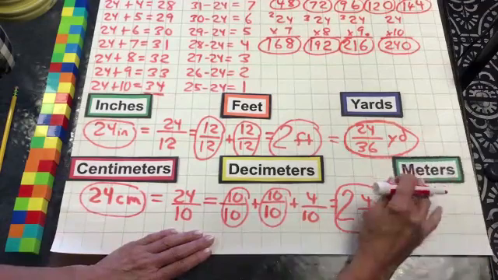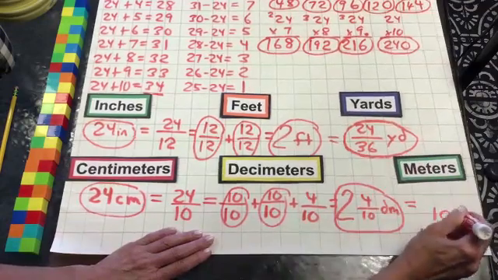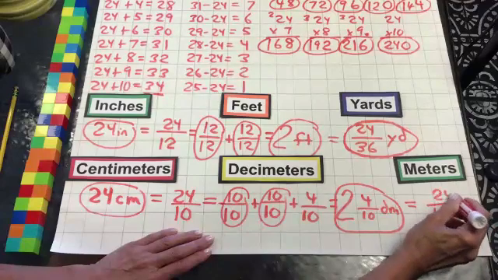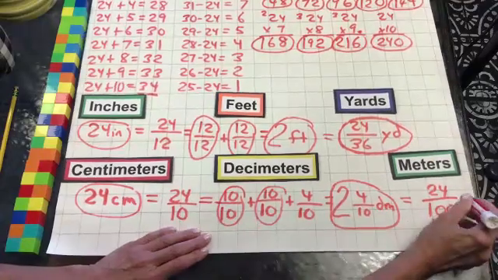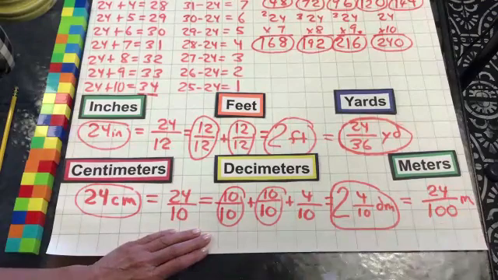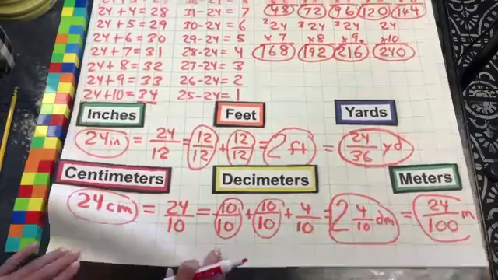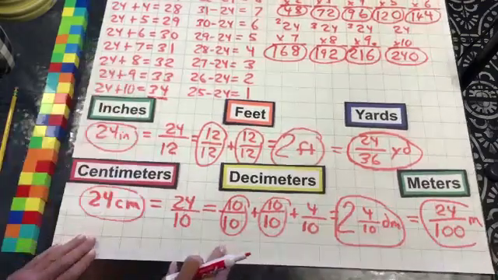And we write that out for meters. It takes 100 centimeters to make a meter. And we only have 24 out of the 100. So this is 24 hundredths of a meter. So we have all of our conversions and we're done.